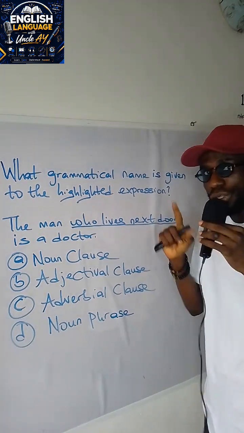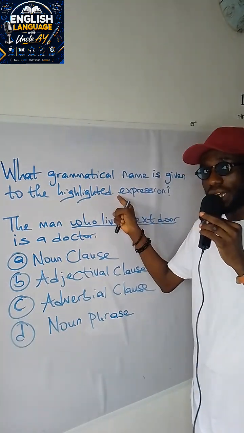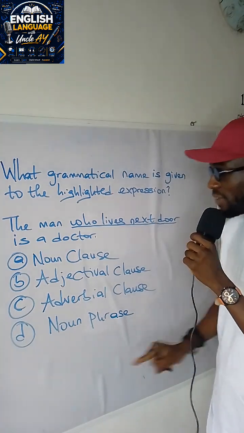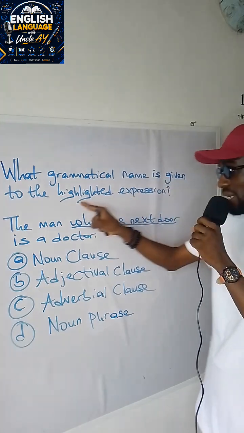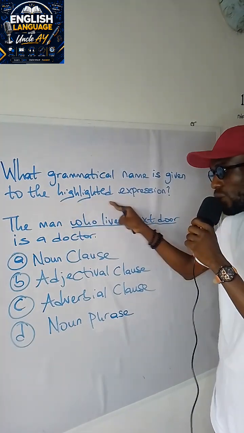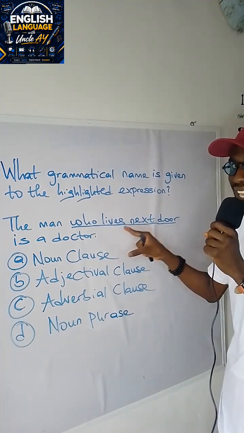So we have an expression on the board I want us to do justice to. But before we go on, let's look at the instruction. Instruction is very paramount. So that said, the instruction here says, what is the grammatical name given to the highlighted expression? What is the grammatical name given to the highlighted what? Expression. So here's our expression, and the expression we have is highlighted.